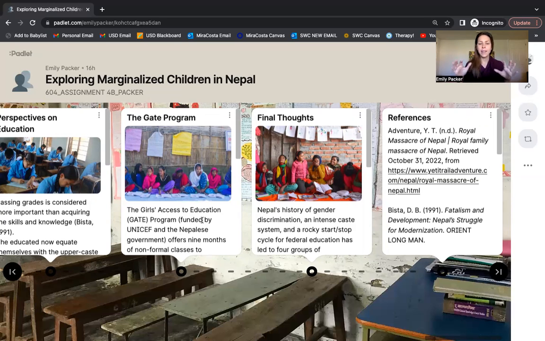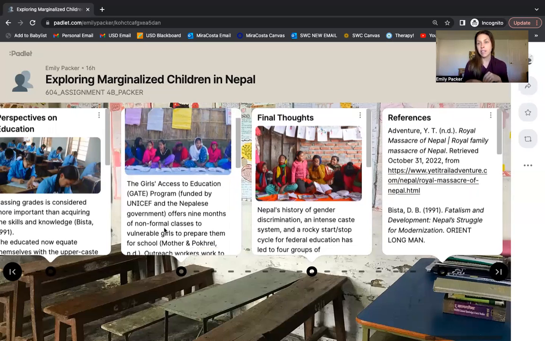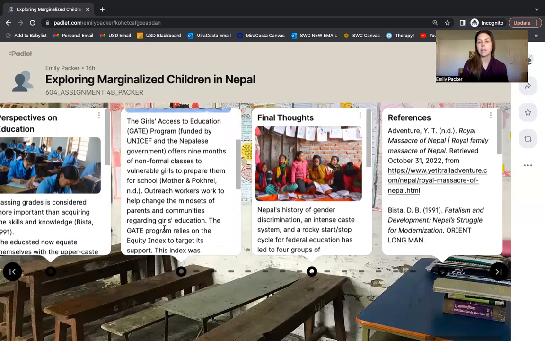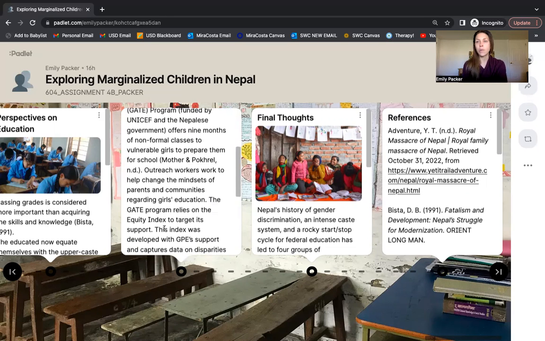So there are so many organizations, so many outside influences coming in and trying to fix the education system in Nepal. What I love about the GATE program is that it's partnered with UNICEF and the Nepali government, and it's run by local individuals. It targets girls who are the most vulnerable and provides them with 9 months of classes that catch them up to where they need to be to enter mainstream education. What I thought was so unique is that there are outreach workers who work with the girls' families and community leaders to convince them that girls' education is worthwhile. These outreach workers go there with the purpose of changing mindsets on women's education and the value of girls being in school.